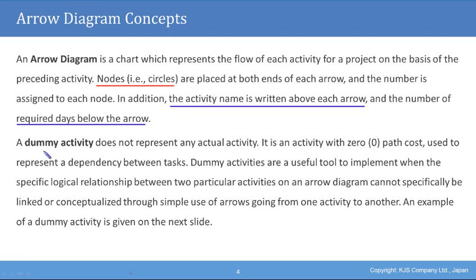A dummy activity does not represent any actual activity. This is important. It is an activity with zero path cost, used to represent a dependency between tasks. Dummy activities are a useful tool to implement when the specific logical relationship between two particular activities on an arrow diagram cannot specifically be linked or conceptualized through simple use of arrows going from one activity to another. We'll look at an example of a dummy activity on the next slide.